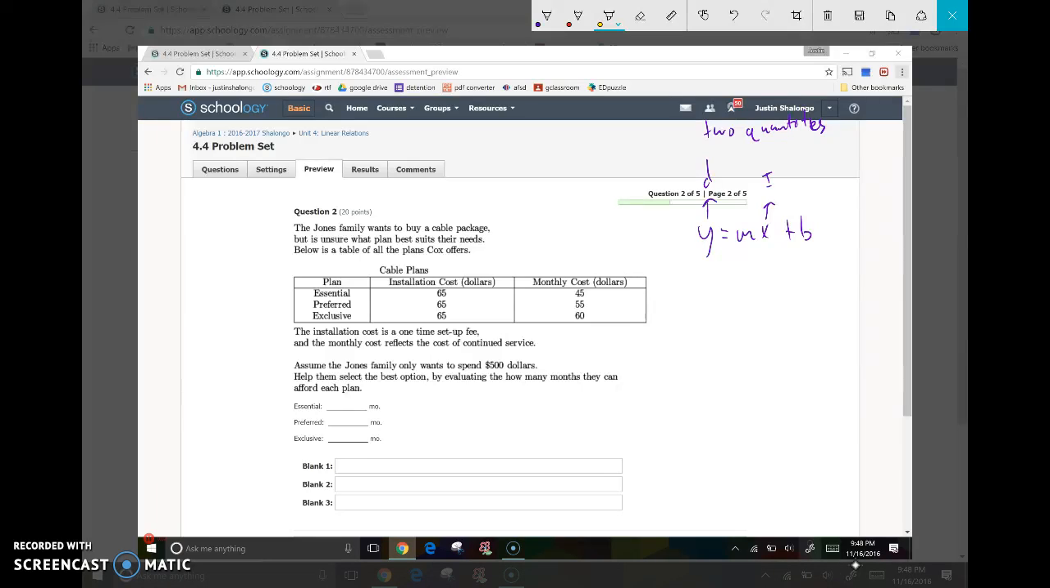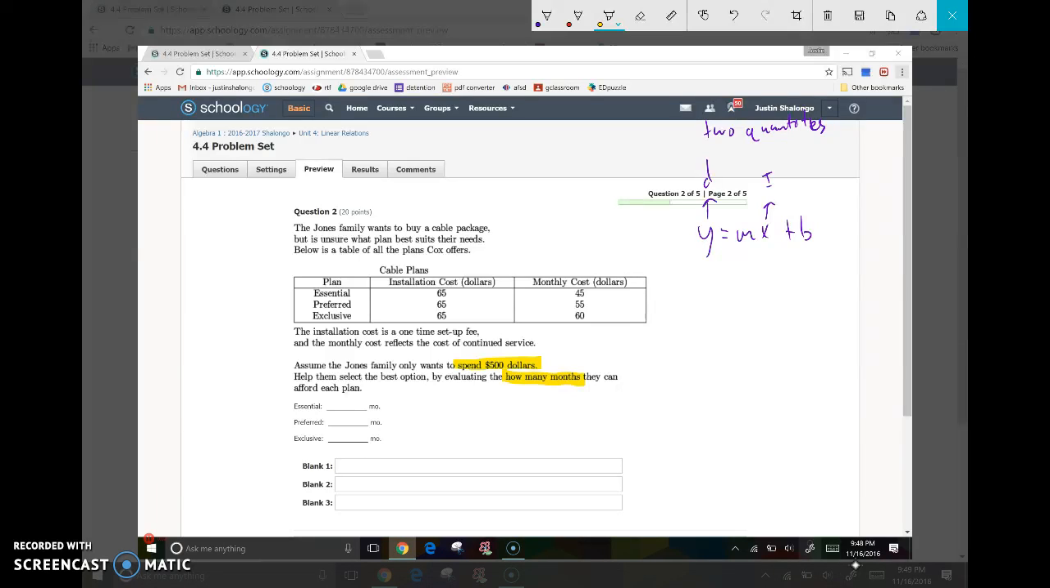So the Jones family wants to buy a cable package but is unsure which plan best suits their needs. Below is a list of cable plans that Cox offers. The installation cost is a one-time setup fee and the monthly cost reflects the cost of continued service. Assume the Jones family only wants to spend $500. Help them select the best plan by evaluating how many months they can afford each plan.